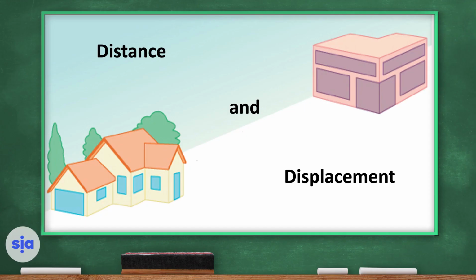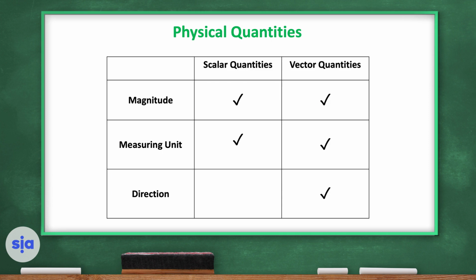Distance and displacement. According to the previous lesson, we discussed physical quantities, and we said that there are scalar quantities and vector quantities. Scalar quantities are represented by a magnitude, a number, and a measuring unit, while vector quantities are represented by three pieces of information: a magnitude or a number, a measuring unit, and a direction.